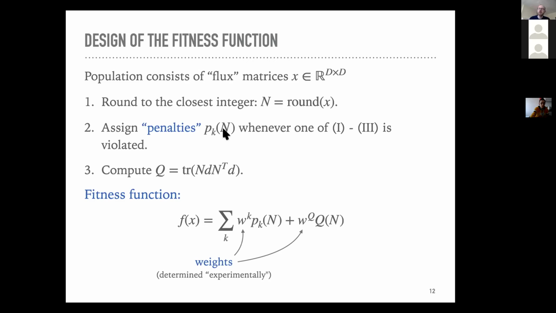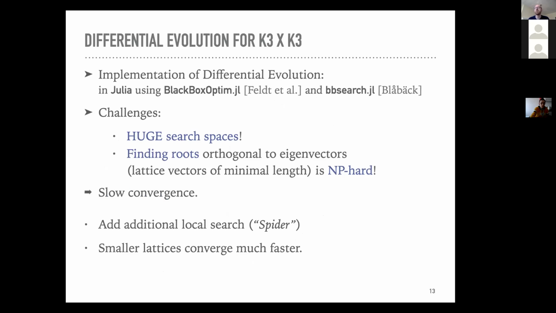So next to implementing these penalties, the difficulty is to determine these weights in such a way that we achieve this solution as effectively as possible. We did not implement this algorithm ourselves. We used an existing implementation in the Julia programming language, and we encountered a few challenges.